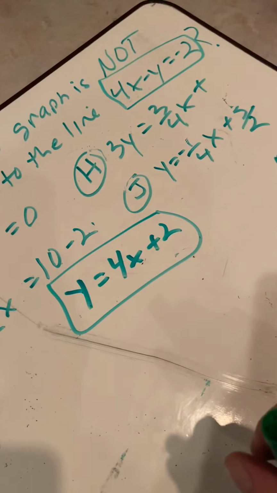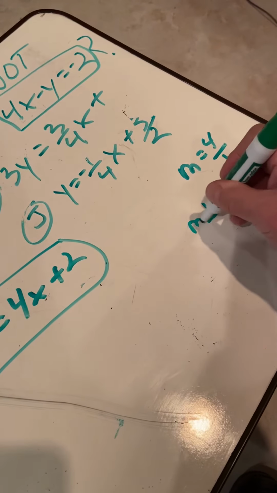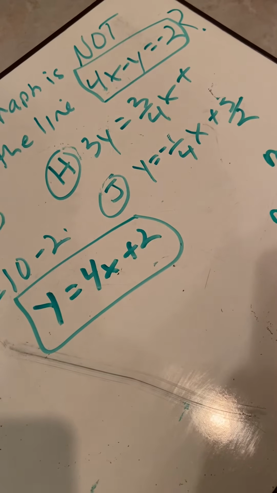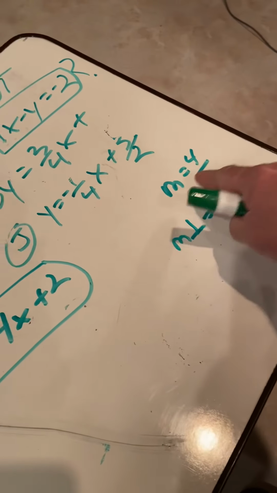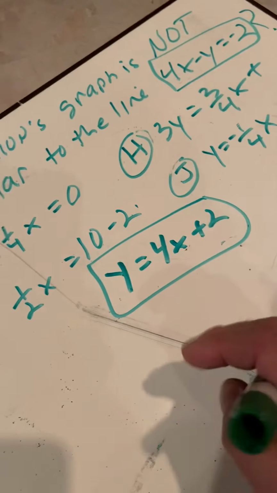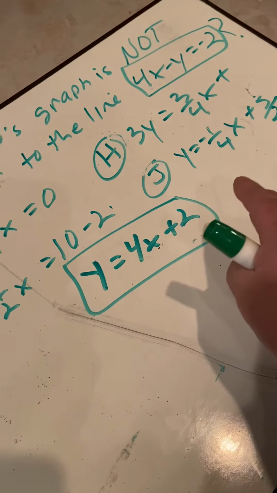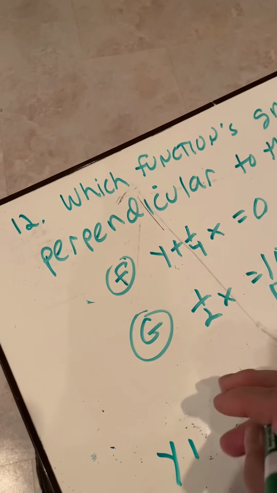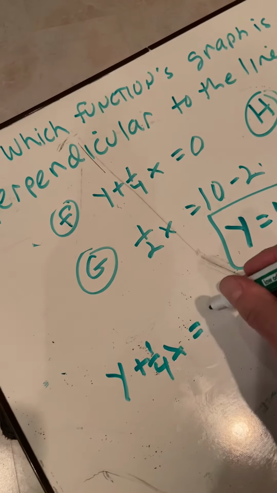Okay. So we know that the slope of any line that is perpendicular to this equation is going to have a slope of negative 1 over 4. We flip it and take the opposite sign. It's positive, so it's now negative. Okay? So all we're going to look at on these equations is if they have a slope of negative 1 over 4. So what we have to do is keep this, go through and change all these to y equals mx plus b.